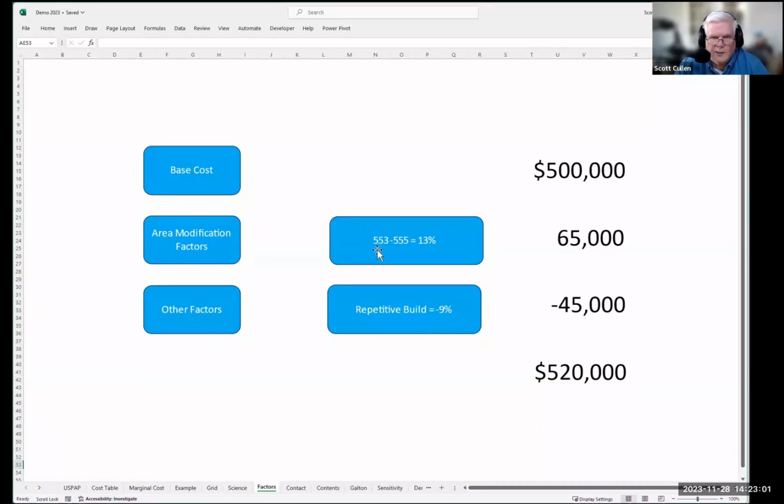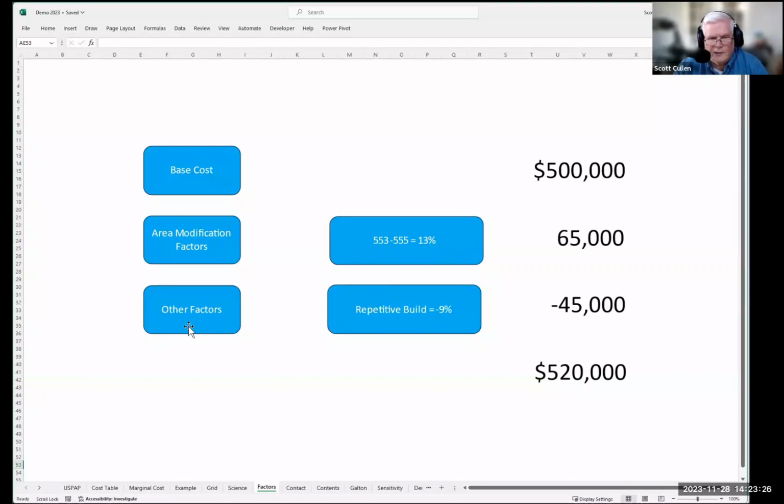So this region of zip codes, 553 to 555, so anything in between there, 55310 to 55599, has a 13% modification above cost. So there's 13% higher cost in this zone compared to the country as a whole. And then they have something called other factors.